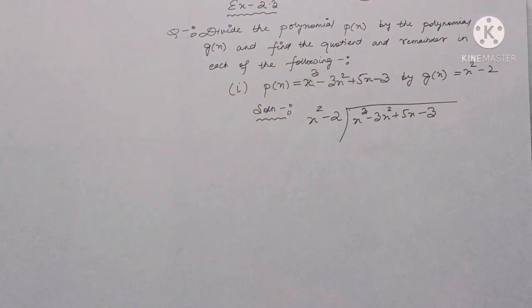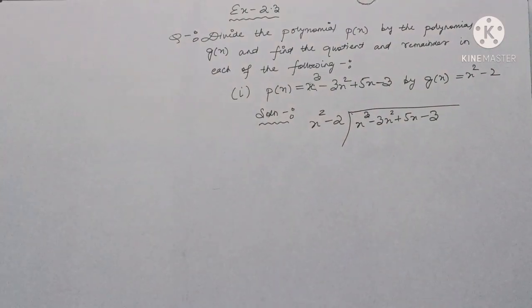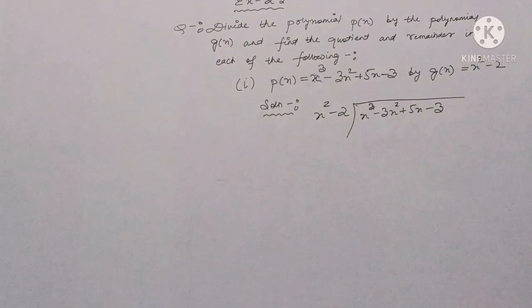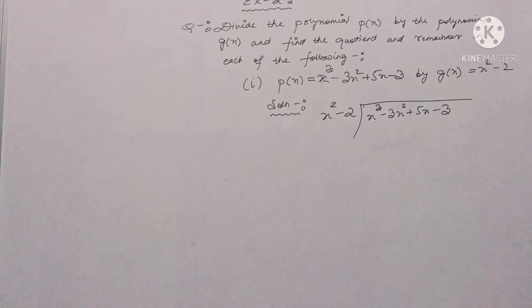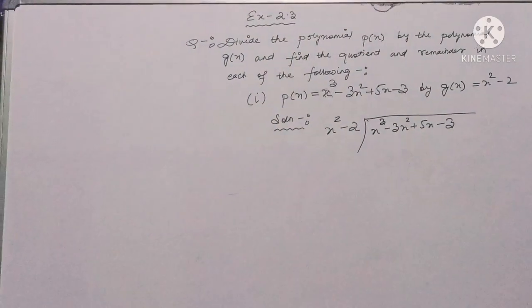Today our topic is division of two polynomials. What is the question? Let us see. Divide the polynomial p of x by the polynomial g of x and find the quotient and remainder. We have to divide two polynomials and get the required remainder and quotient.